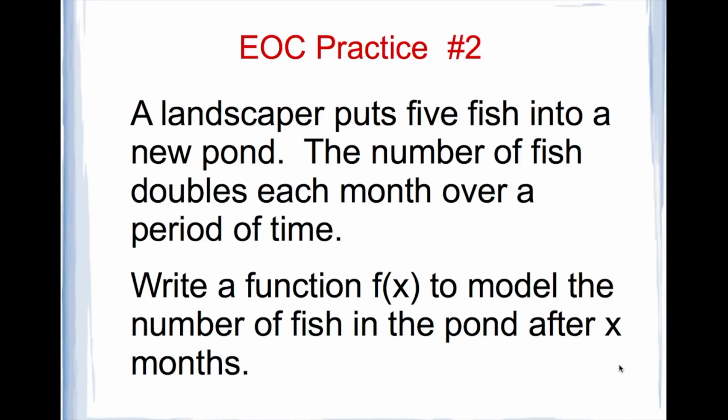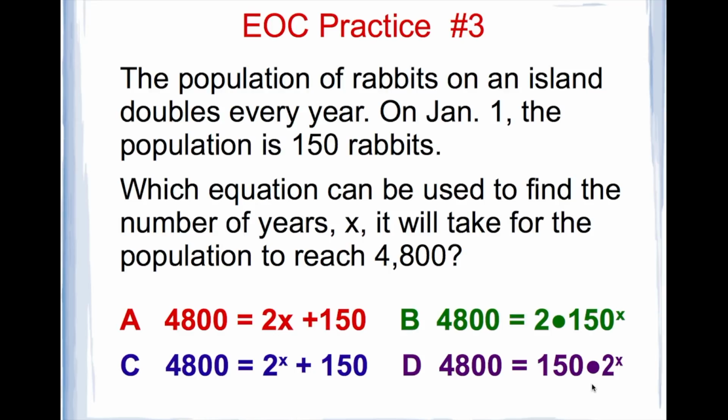Here's our next practice. A landscaper puts 5 fish into a new pond. The number of fish doubles each month over a period of time. Write a function f of x to model the number of fish in the pond after x months. Again, we can check your answer. Here's our third and final practice question.